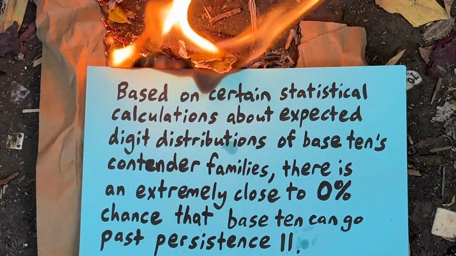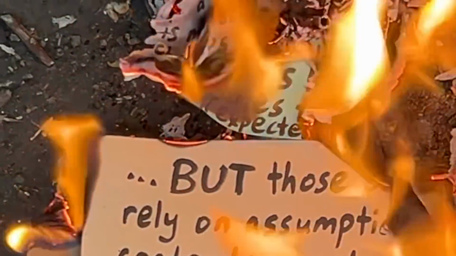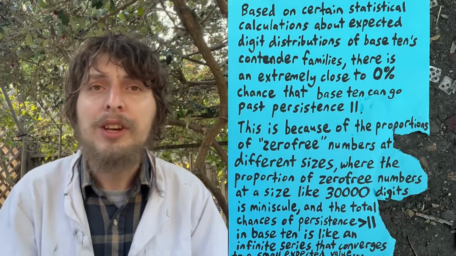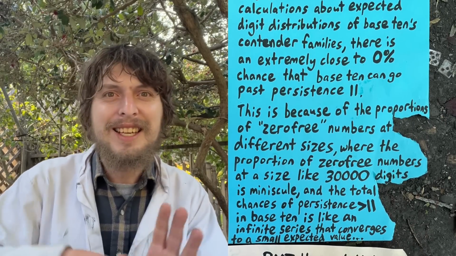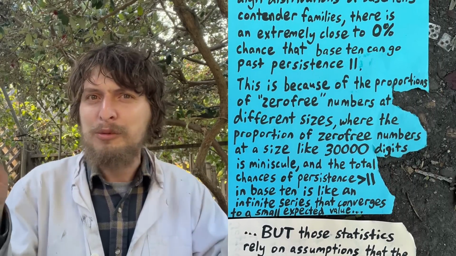Although the statistics show that it's almost 0% that will happen, we aren't positive that these statistics accurately apply, because these statistical probabilities rely on assumptions about the degree to which the digits in certain families of numbers act random.